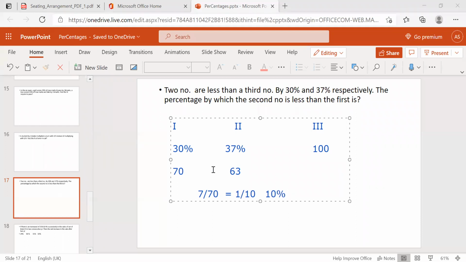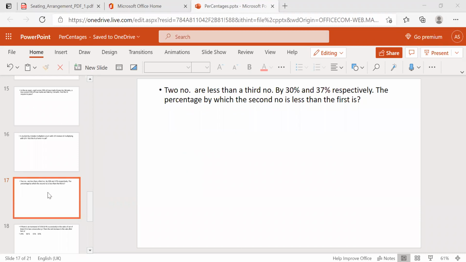So first of all, what we are doing here, we're finding the first number and second number by assuming the third number is 100. Then the first number will be 70, the second number will be 63. Then what they are asking is, how much less is the second number than the first number? It is 63, it is 70. 7 is less. That 7, how much percentage of 70? You got the difference, how much percentage of the 70? 7 by 70, I'm doing the fraction. 1 by 10 is nothing but 10 percentage. Is it clear?